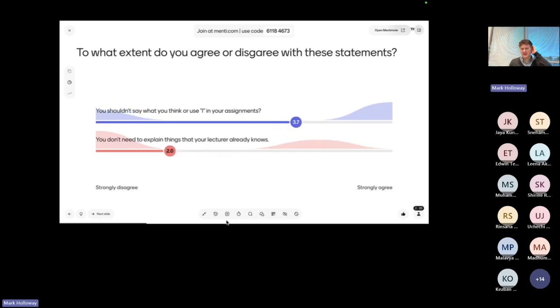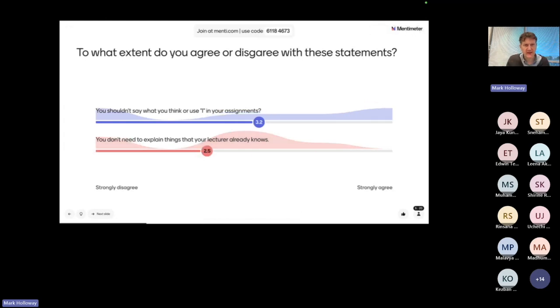It's really interesting because I can see that the average scores for a lot of these statements are falling in the middle of the line, but it doesn't look like we've got lots of people who aren't sure. We've got people who either agree or they disagree. But there's more agreement for you shouldn't say what you think or use I in your assignments. And there's slightly less agreement about you don't need to explain things that your lecturer already knows.